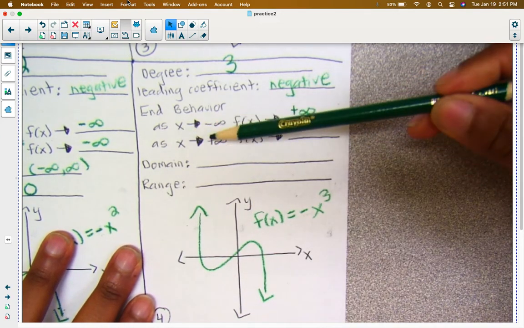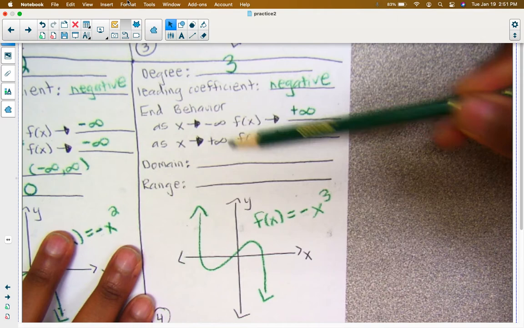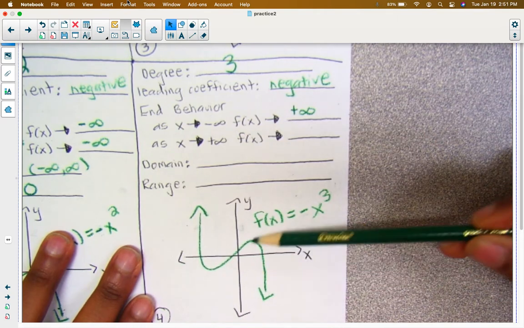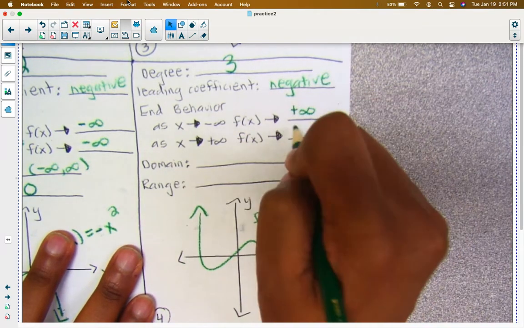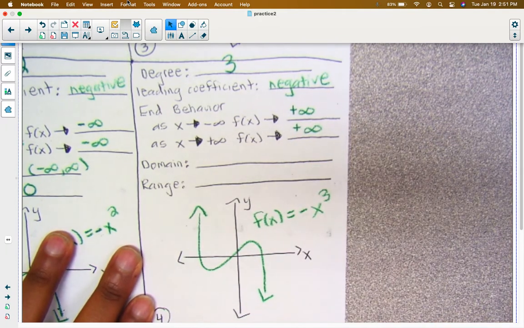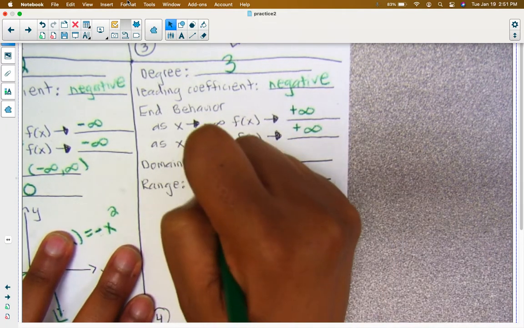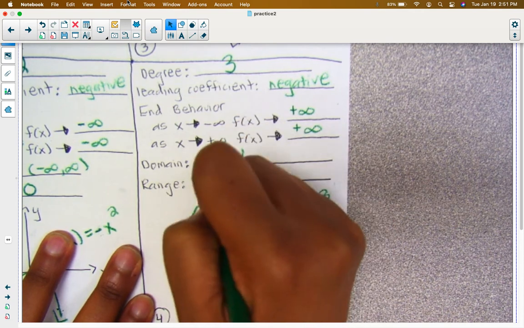As x approaches positive infinity, what's happening? The right-hand side of my graph is going down. So we'll say negative infinity. Domain and range for cubic functions, both are all real numbers.